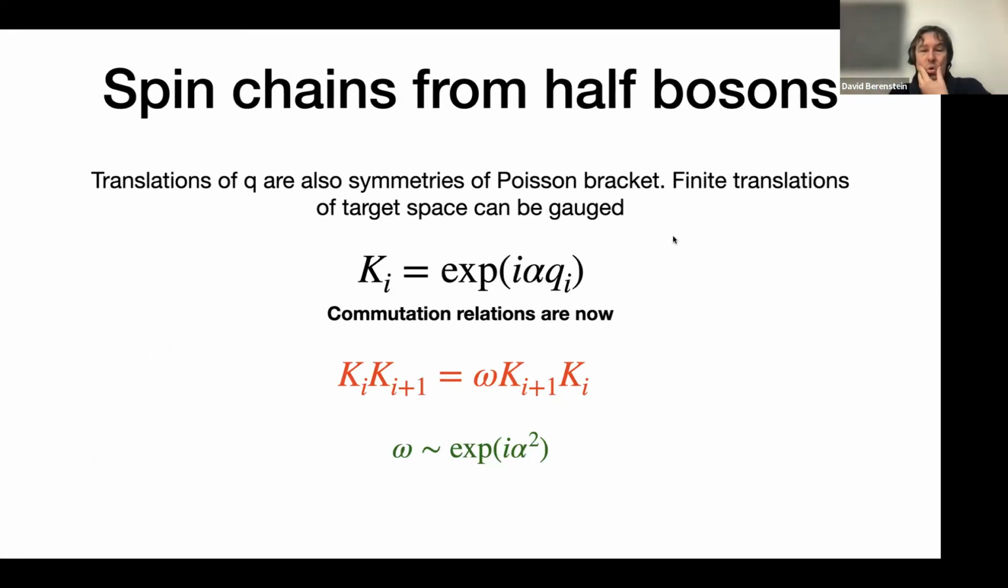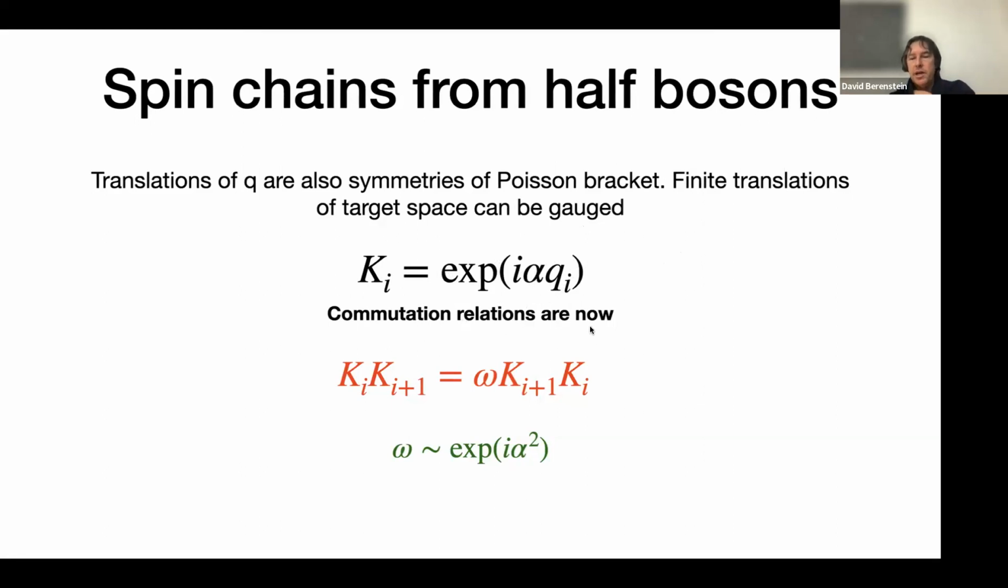So what I'm going to do is, rather than introduce a gauge field and try to couple the Q's to a gauge field, I'm just going to go straight to the gauge invariant variables of these translations, which basically are going to be some exponentials of the Q's. So instead of using the Q's as my main variables, I am now going to build new variables Ki, which are kind of built from the Q's, but they're built to be invariant under translations.